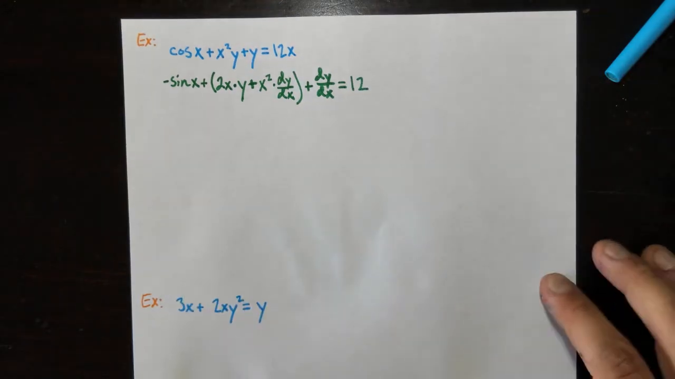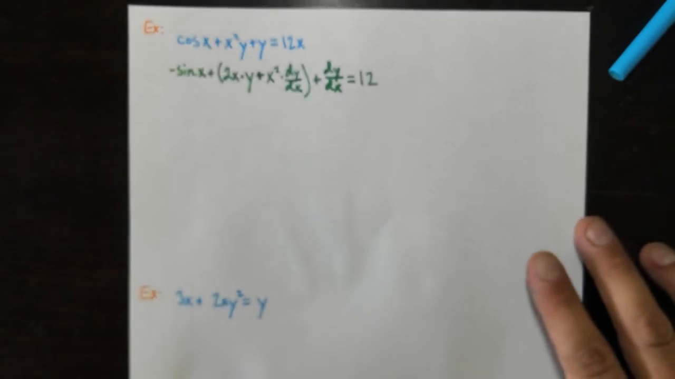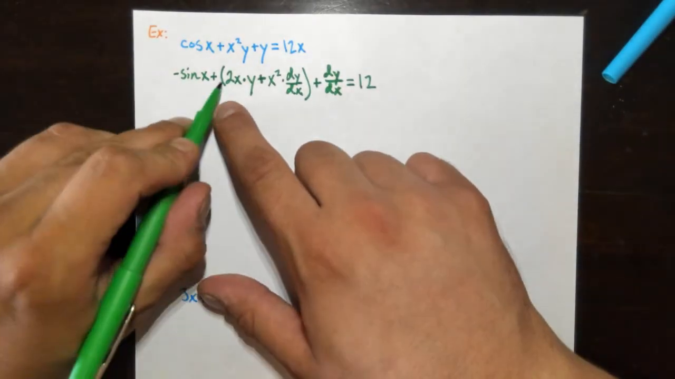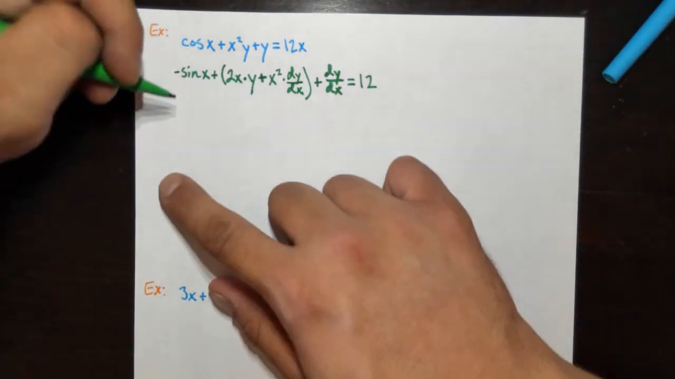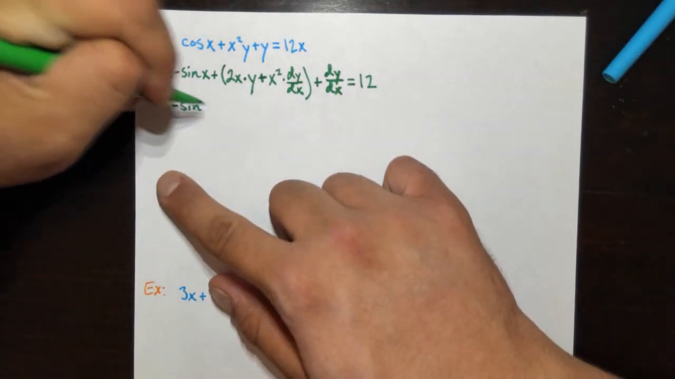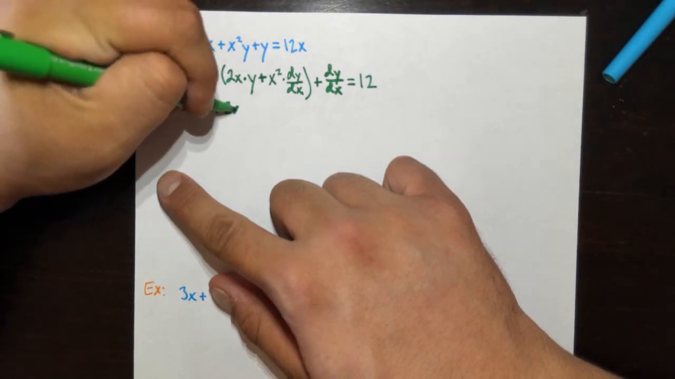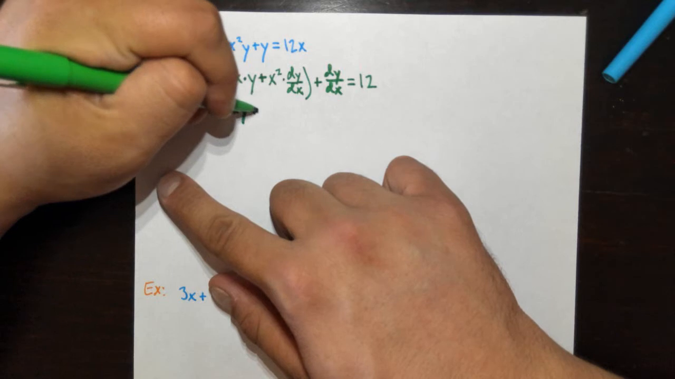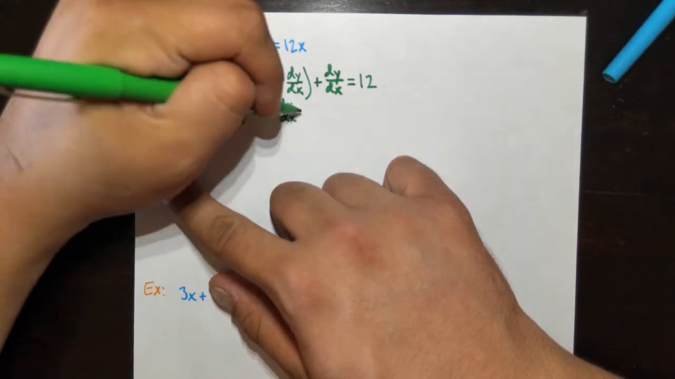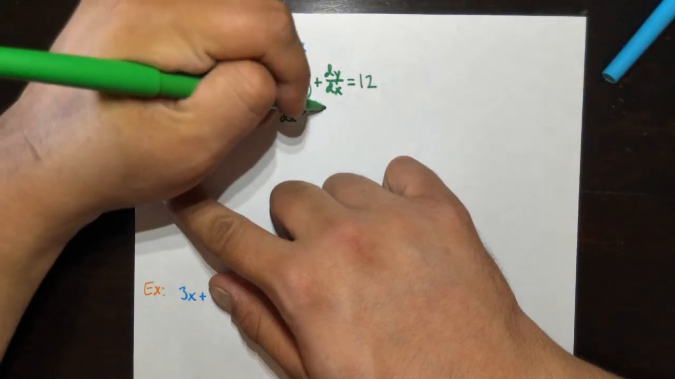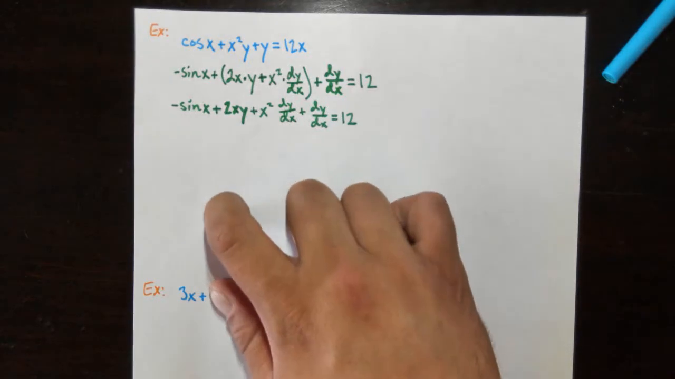So now let's get rid of these parentheses and see what's going on here. There's a positive, so we don't really need to distribute anything, so I'm just going to rewrite it. So negative sine of x plus 2xy plus x squared dy/dx plus dy/dx equals 12.